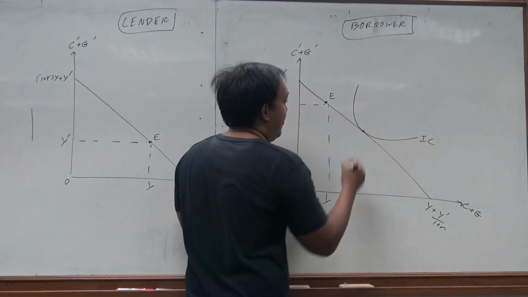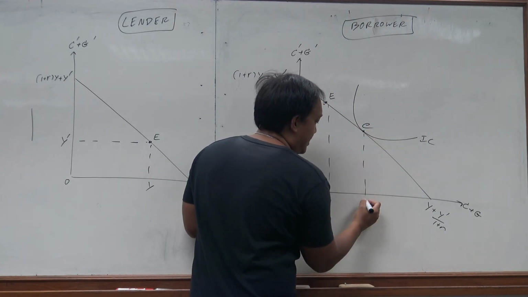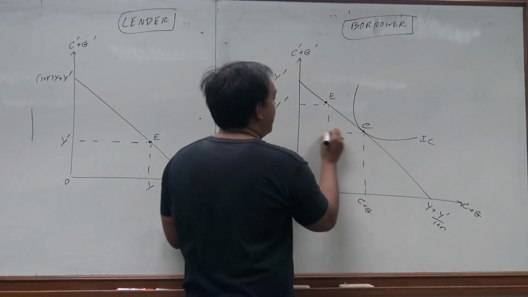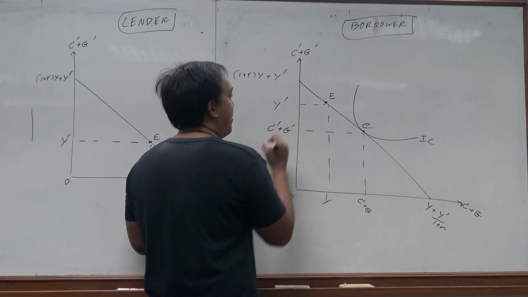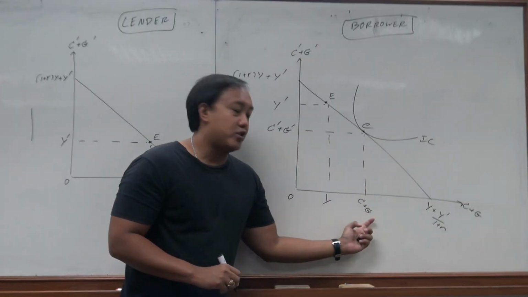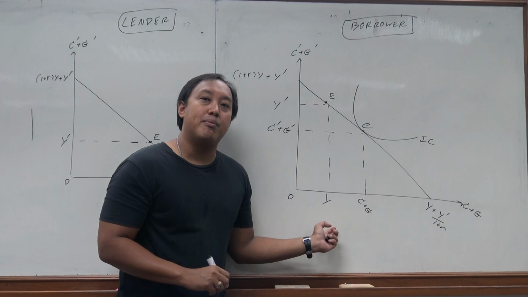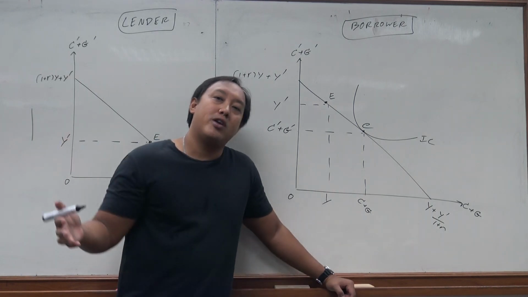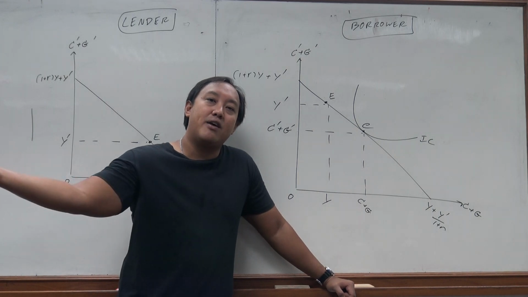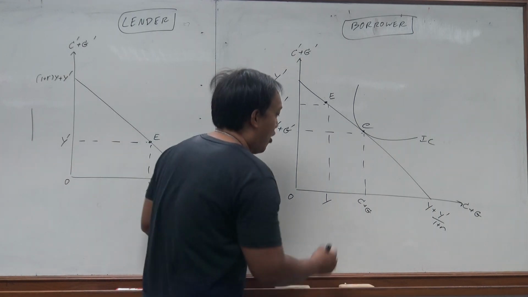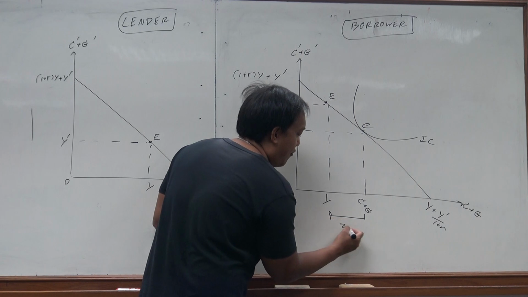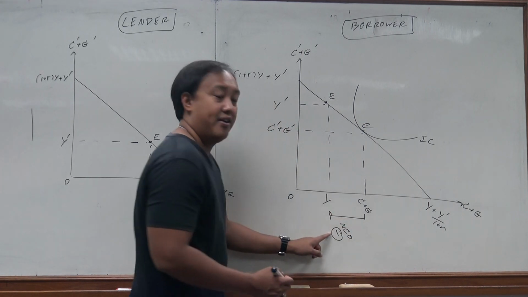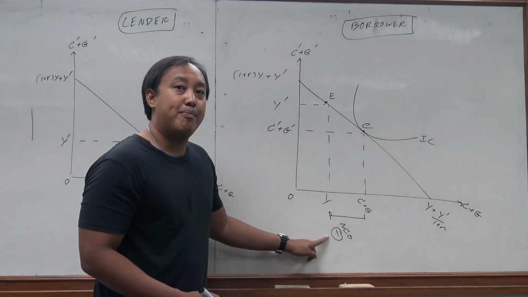This is the IC curve. This is the equilibrium point. This is spending today, C plus G. Spending tomorrow, C prime plus G prime. As you can see, you spend more than your national income. So you need to borrow money from the other country. When you borrow money from the other country, the money is going to flow in. When the money flows in, net capital outflow becomes negative.